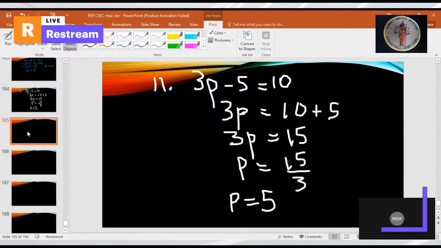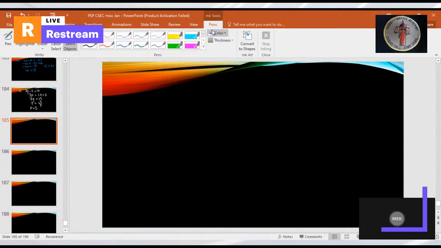Always plug in your answer in your algebraic equations to check. Doesn't take anything off you. You're not going to lose any weight. Plug in the answer and check.